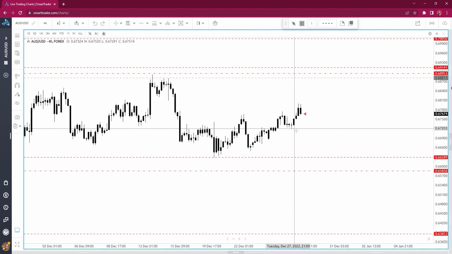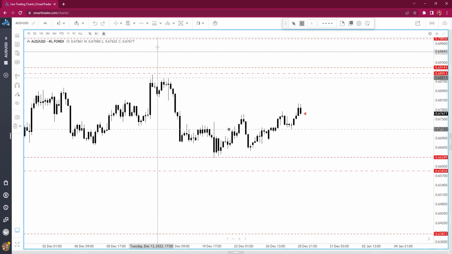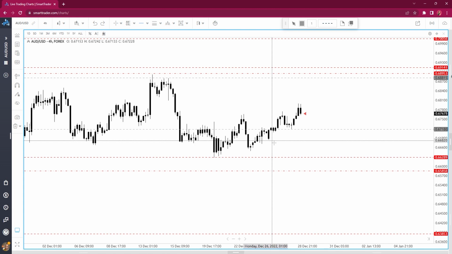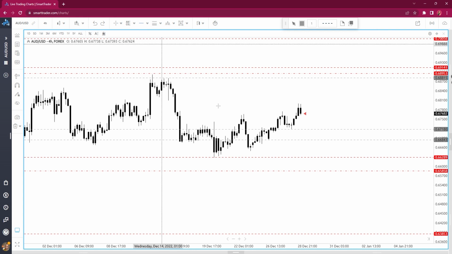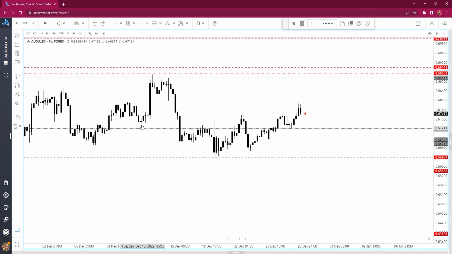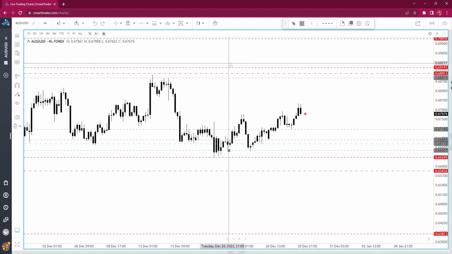But what I can do is I have a level of support on the 4 hour here. I've got a level of support on here. And then I've got another level of support right here. I'm going to turn this pattern because this is a little zone. Then I've got another level of support here. So I'm going to turn that back.